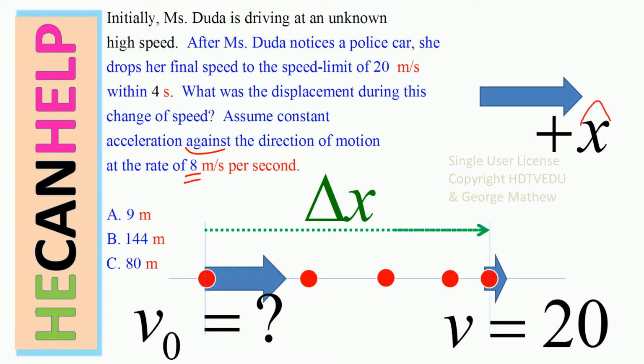A, is it 9 meters? B, is it 144 meters? Or is it C, 80 meters? Positive x is defined as to the right. We do not know the initial velocity. We know the final velocity. And we want to know the displacement.